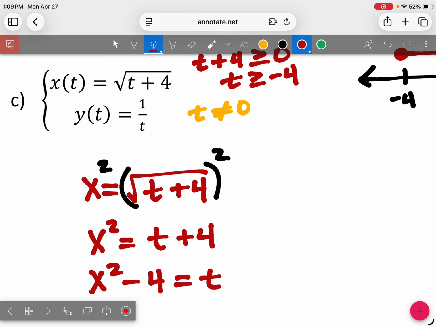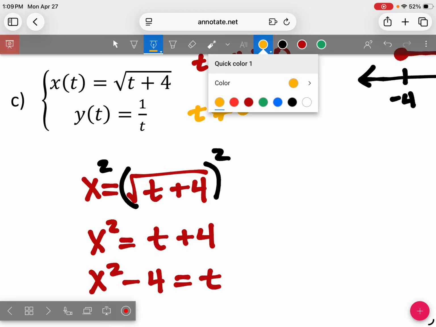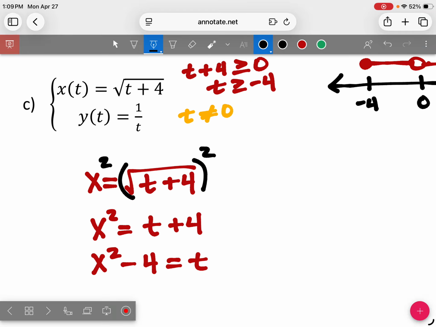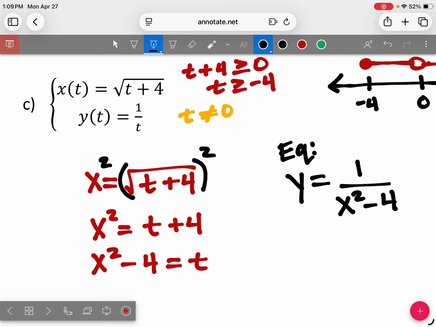Any questions about how we got there? So what am I going to do now with that? Where am I going to put it? For y. Yep. Under the line. Exactly. So my equation will be y equals 1 over x squared minus 4. Now notice that this is my final equation. This is it. It's final.